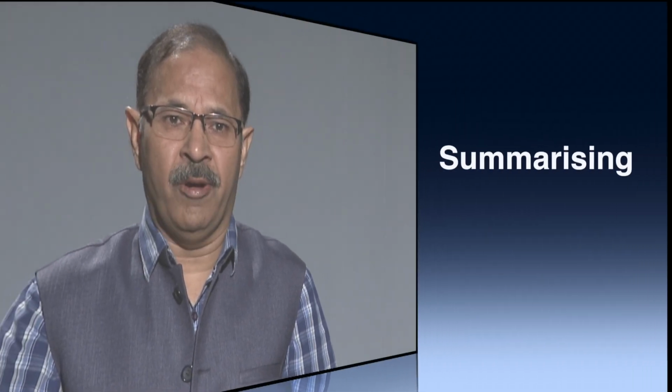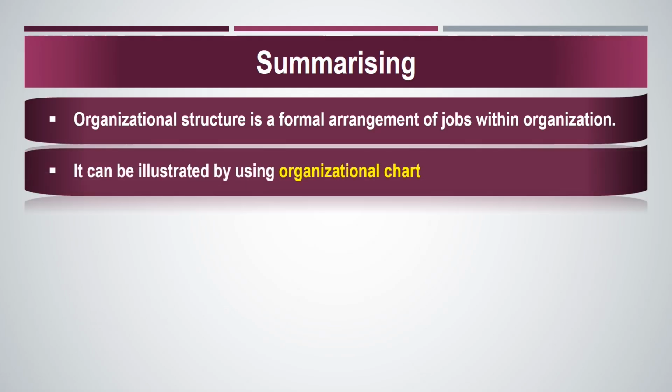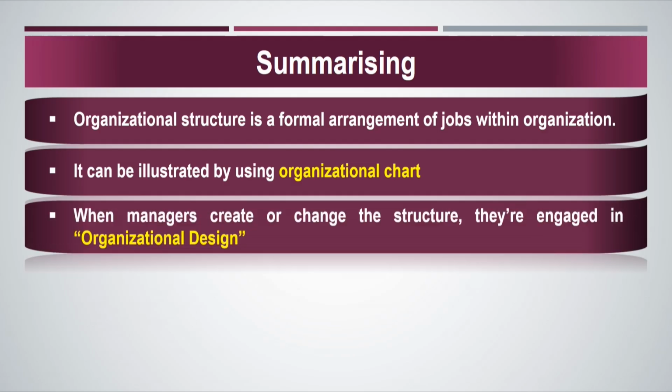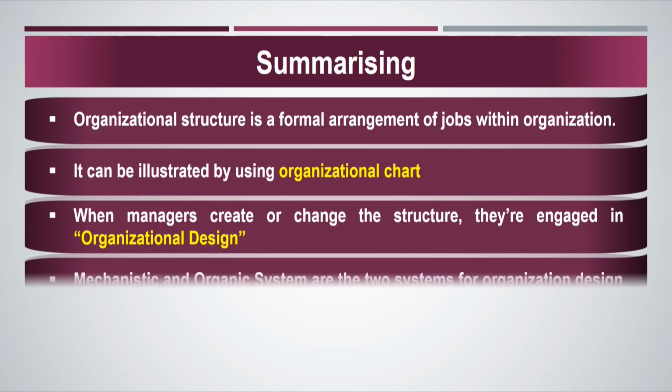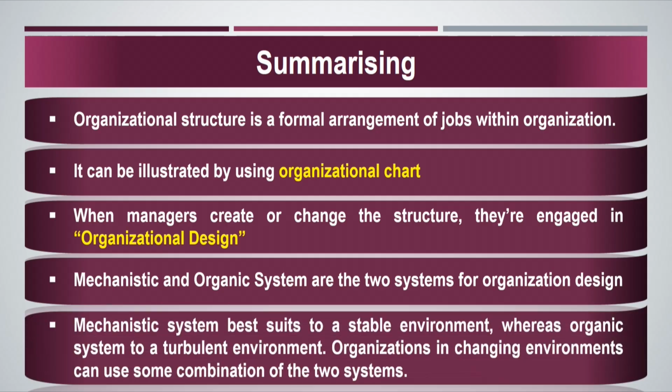Summarizing, I would like to say that organizational structure is a formal arrangement of jobs within the institution. It can be illustrated by using an organizational chart. When institutional managers create or change the structure, they are engaged in organizational design. Mechanistic and organic systems of design are the two important systems in organizational design. The mechanistic system best suits a stable environment, whereas the organic system suits a turbulent environment. Organizations in changing environments can use some combination of the two systems discussed above.